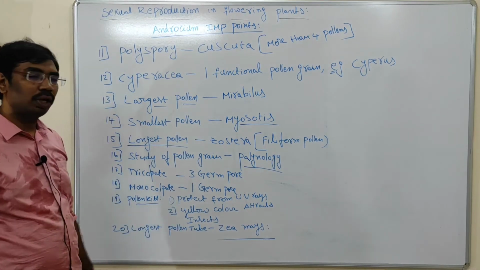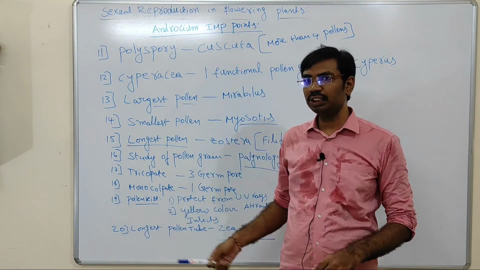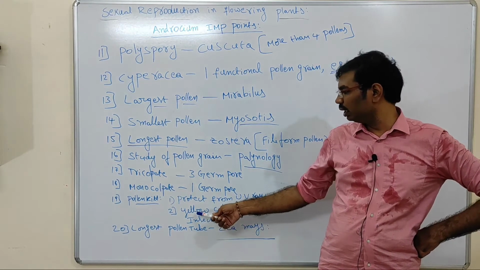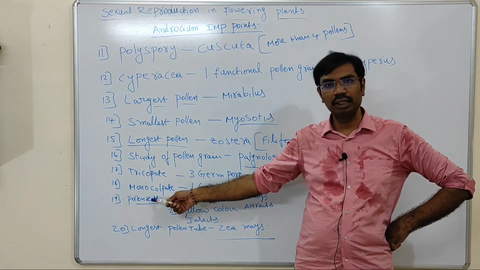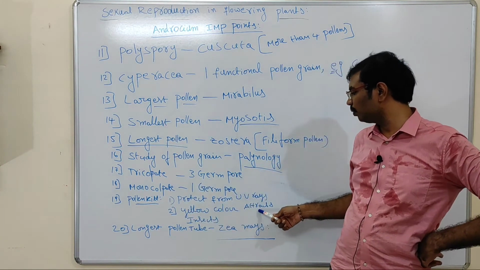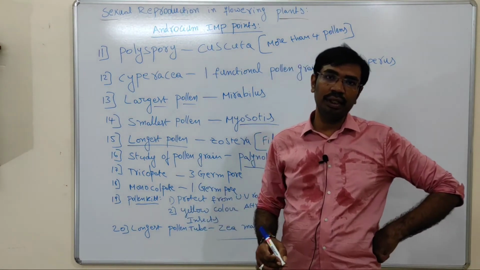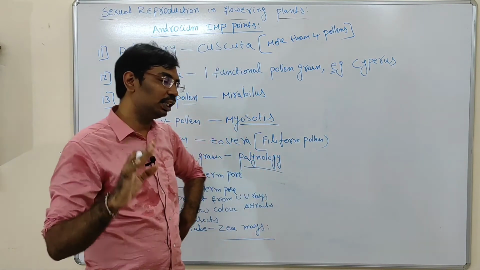And pollen kit. Pollen kit is an oily substance. The oily substance protects the pollen grains from UV rays. Again, it is yellow in color. The yellow color present in the pollen kit is responsible for the attraction of insects. And the pollen kit is responsible for attachment of pollen grains to the insect body.